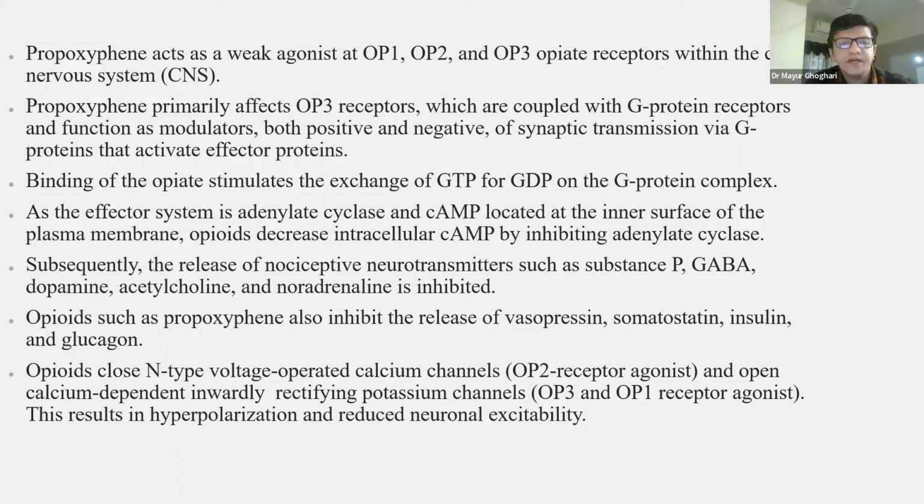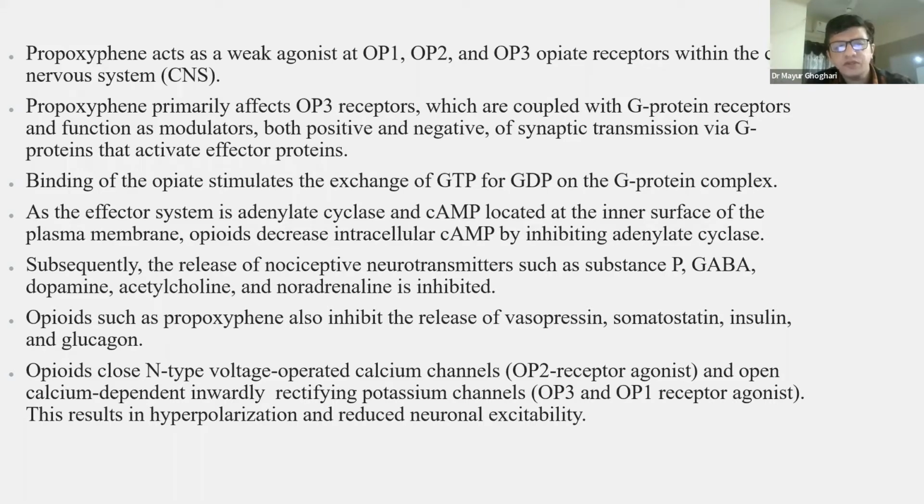Binding of the opiate stimulates the exchange of GTP for GDP in the G protein complex, as the effector system is adenylyl cyclase and the cAMP located at the inner surface of the plasma membrane. Opioids decrease intracellular cAMP by inhibiting adenylate cyclase. Subsequently, the release of nociceptive neurotransmitters such as substance P, GABA, dopamine, acetylcholine, and noradrenaline is inhibited.